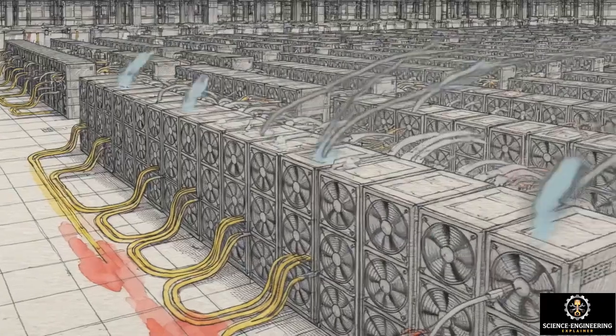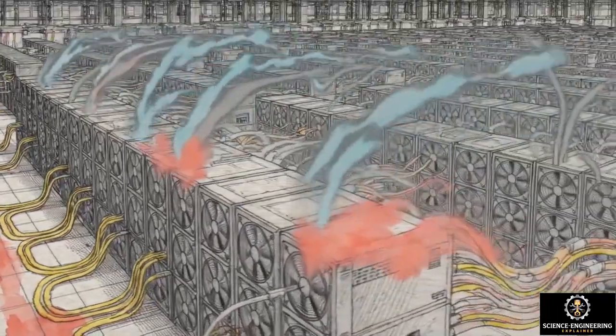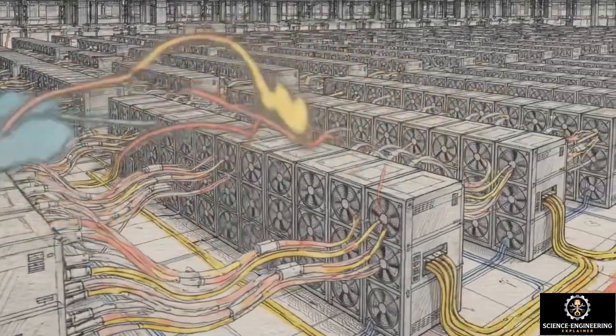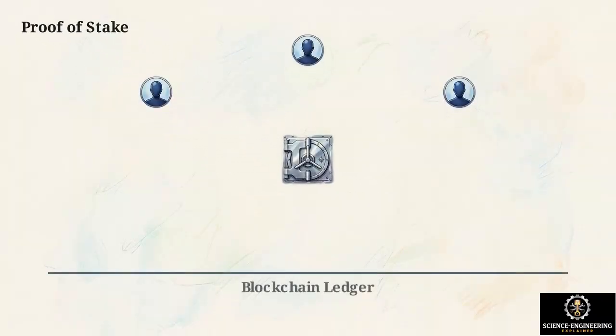Proof of work requires massive energy consumption, and the time it takes to solve the mathematical puzzles severely limits the network's transaction speed. The primary alternative is proof of stake. This model completely eliminates computational mining. Instead, participants act as validators by staking or locking up their own digital collateral to earn the right to propose the next block. The security model here is economic.